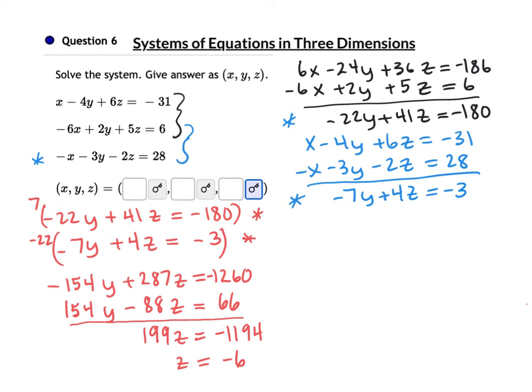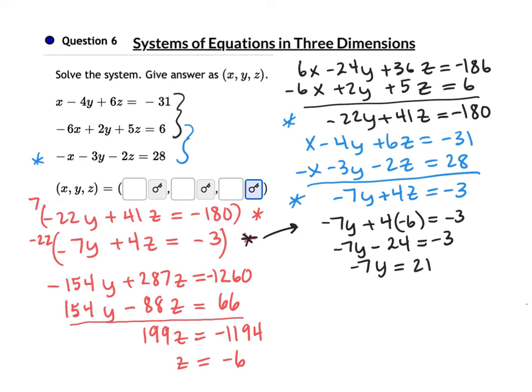Now I usually choose the equation with the smallest numbers, which I suppose will be this one. Negative 7y plus 4 times z, which I know is negative 6 now, is negative 3. That's negative 7y minus 24 equals negative 3. Add 24 to both sides. Negative 7y equals negative, actually positive, 21. And y then is negative 3.